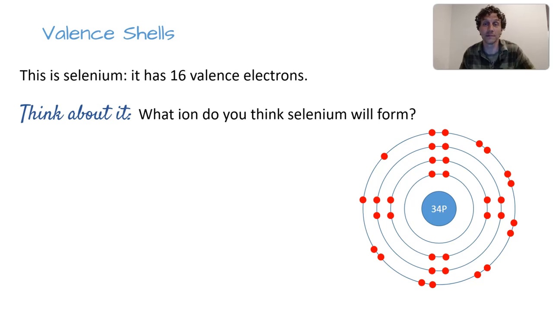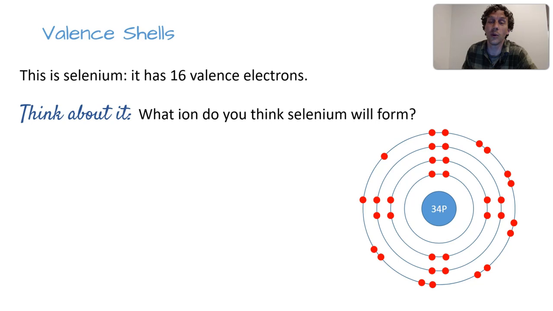This one is selenium. So this is a new atom, a new element, element number 34, 34 protons, has 4 shells. It's on the 4th row. First shell is 2, then 8, then 8. And then selenium has 16 electrons on the outer shell. Okay, so a number of pairs and then 2 singles. So now, what ion do you think selenium will form?